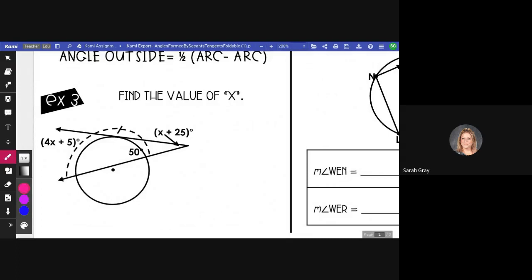So we have our example here. We have a large arc that's 4x plus 5. We have a small arc that's 50. And we have an angle that's x plus 25. Large arc minus small arc is twice as big as the angle.